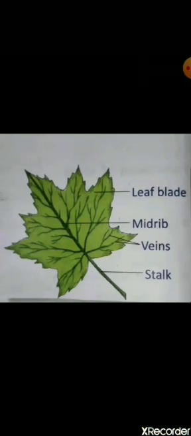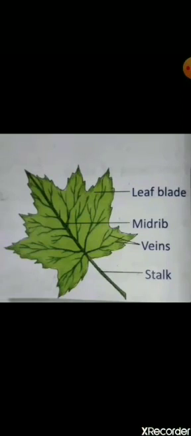Now, structure of a leaf. A leaf has 4 main parts. Number 1, leaf plate. Number 2, midrib. Number 3, veins. And number 4, stalk. Stalk is a part which attaches a leaf with the stem or branch, and the flat broad part of the leaf is called leaf blade or lamina.